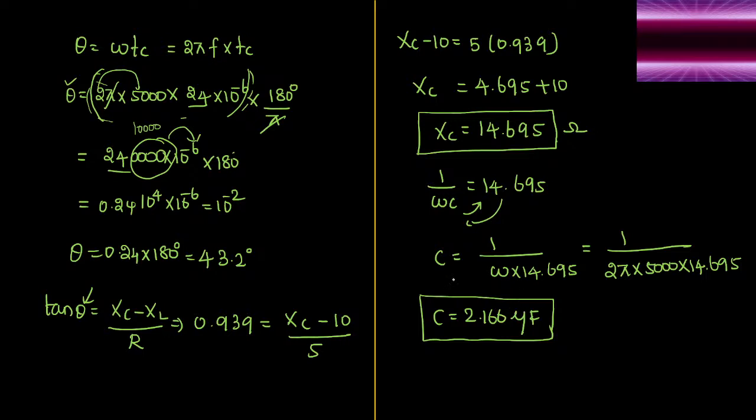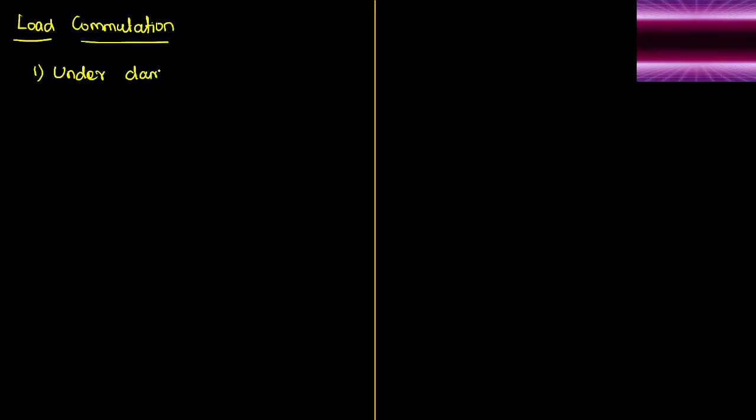So nothing is there to understand. Whenever we are talking about load commutation, do remember the things that we have to remember. Step number one, the system will be operated under damping. Under damping means we all know the range of epsilon. It is neither 0 nor 1, but it lies in between 0 and 1. It should not be 0, it should not be 1, but its value must be less than 1, greater than 0.